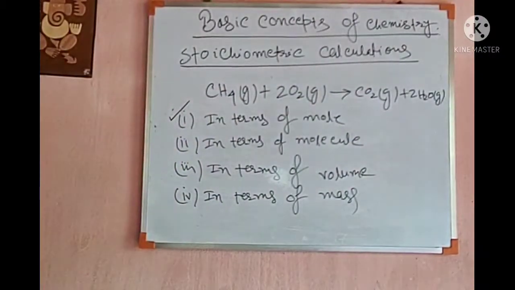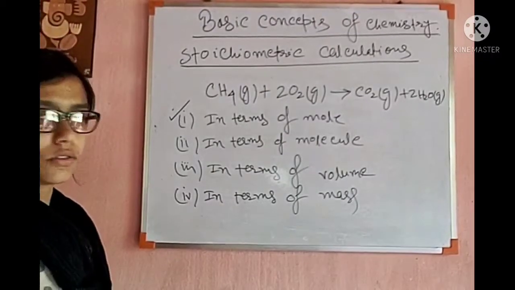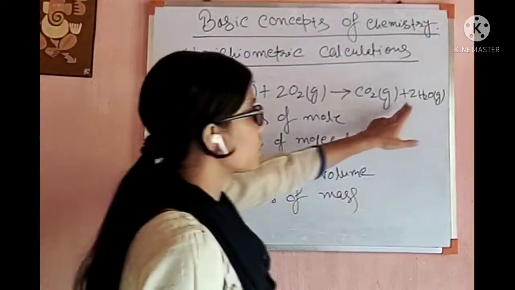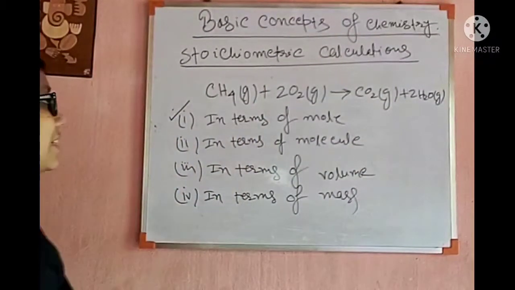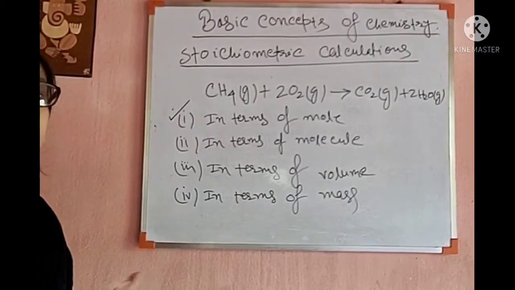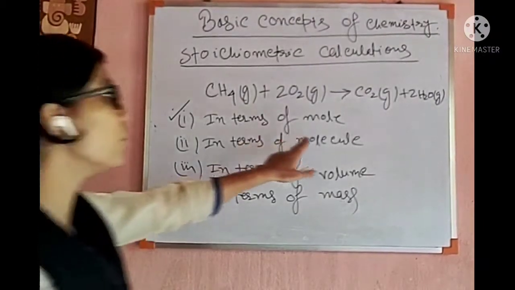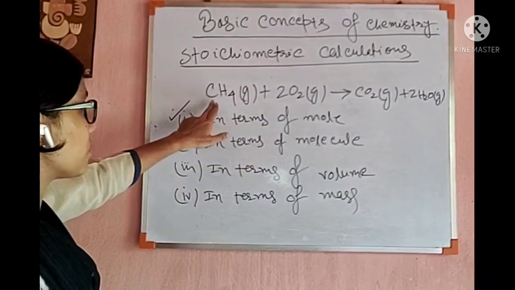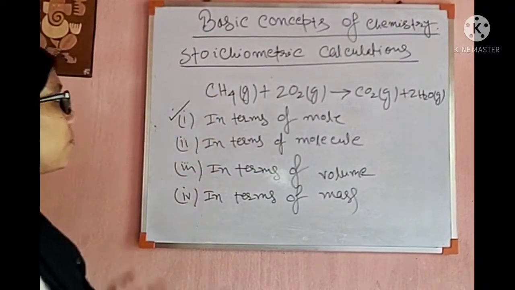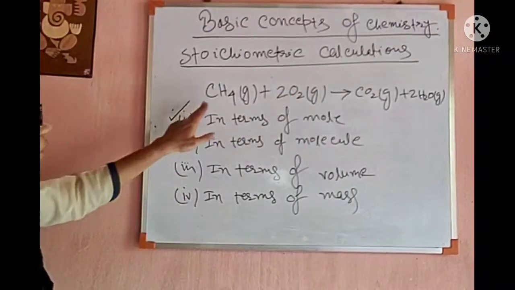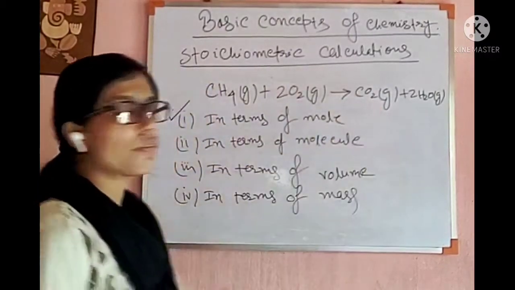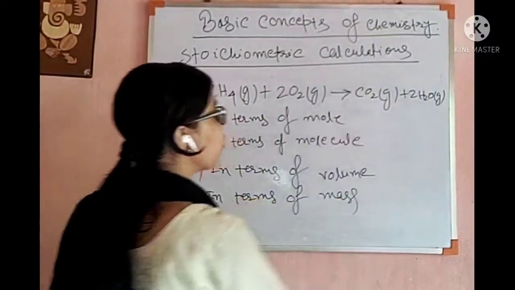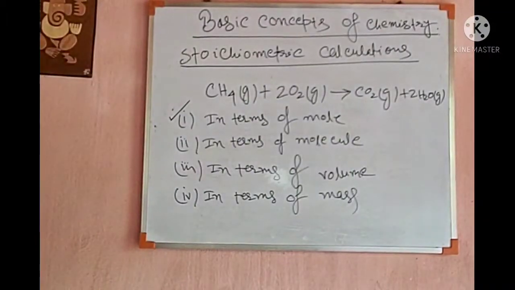That is the stoichiometry in terms of mole, that is 1 mole methane reacts with 2 mole of oxygen giving 1 mole of carbon dioxide and 2 mole of water. This is the first type. Now what is the second? For the second type, just replace the term mole with molecule. So if you are saying 1 mole of methane, just replace it with 1 molecule. So 1 molecule of methane reacts with 2 molecule of oxygen giving 1 molecule of carbon dioxide and 2 molecule of water. This is the second type.